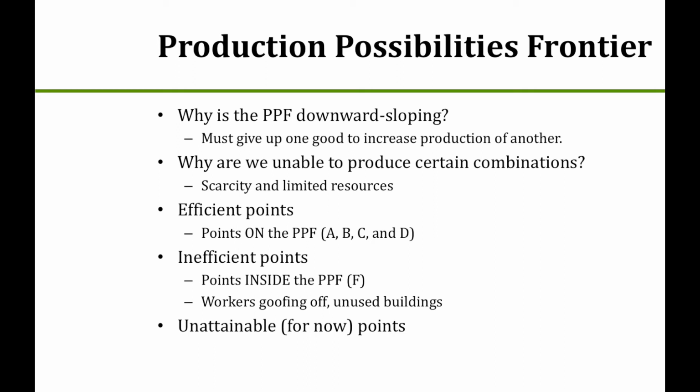Inefficient points are where you are not using all of your resources. That means you are inside of the line, not on the line. So that's why we call these inefficient points. Here you have one more sentence: workers going off, unused buildings. Unused buildings is really easy to understand. If you are not using all of your resources, of course you have to be on a point like F. But how about workers going off? Workers going off means unemployment is increasing in that country.